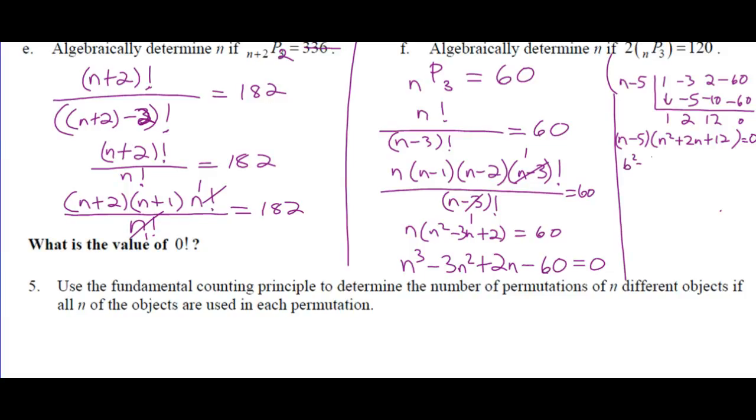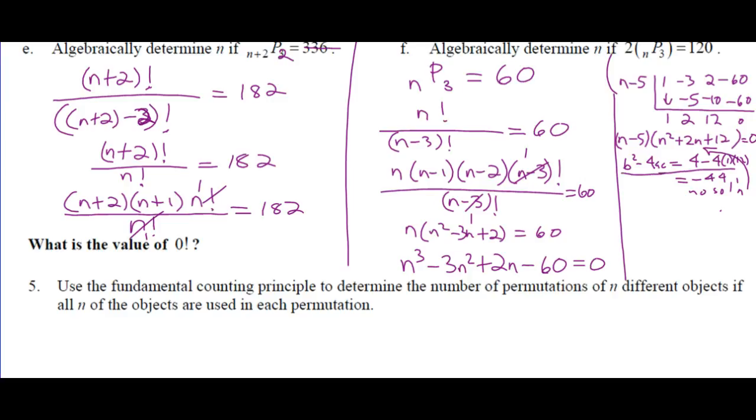Let's just do this. b squared minus 4ac is equal to 4 minus 4 times 1 times 12, like negative 44, so there's no solution to this. Okay? It's got a discriminant which is less than 0. There's no solution to that. If you tried to do it, it would be negative 2 plus or minus the square root of negative 44, over 2. Right? I just worked this out.